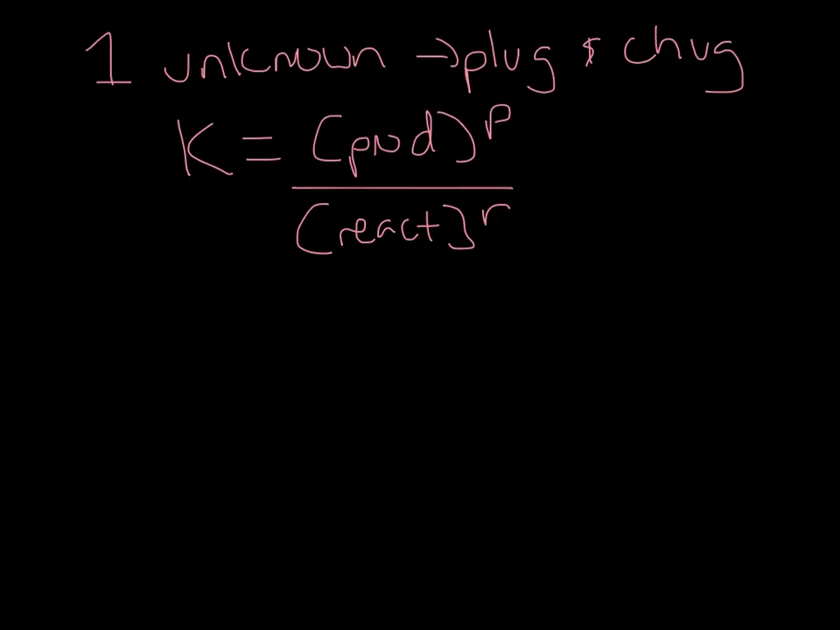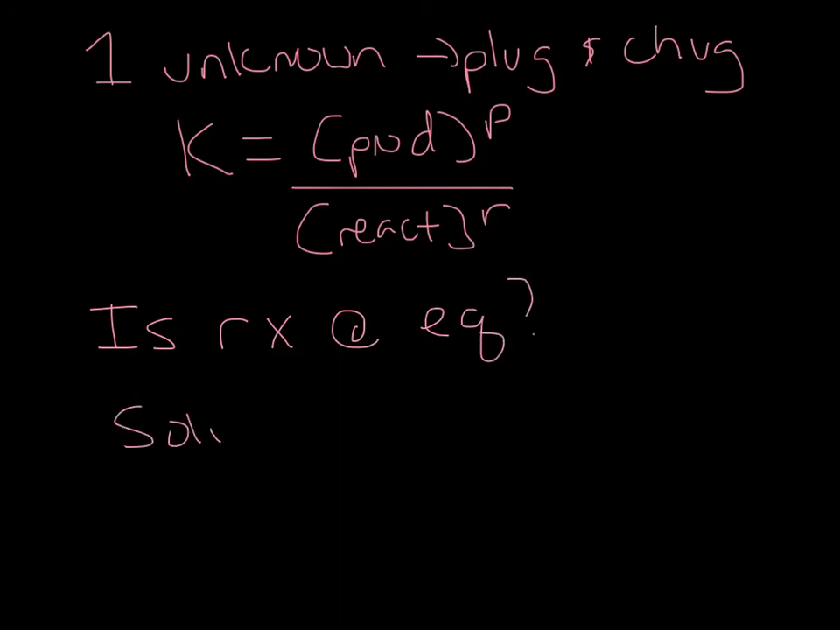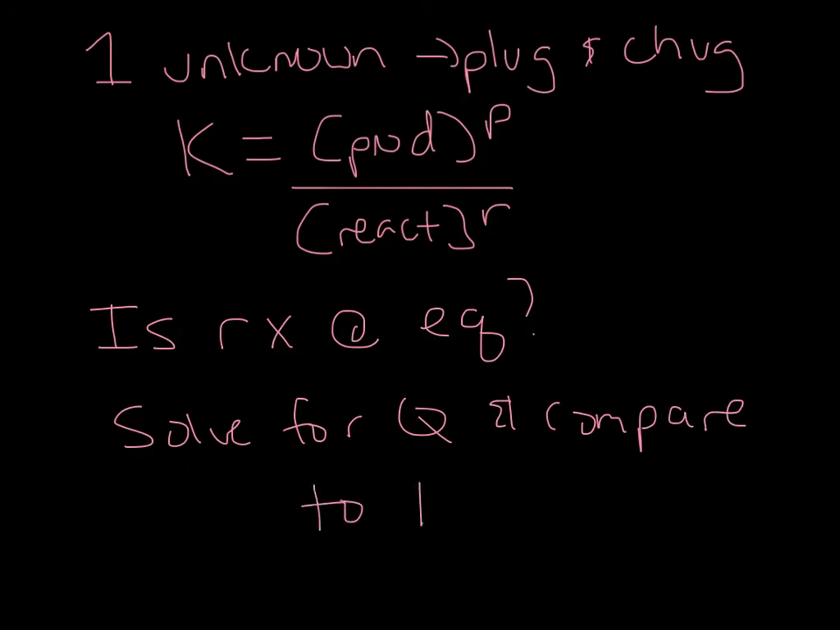If you are being asked, is the reaction at equilibrium, then you're going to be solving for Q, and you're going to compare that to a K. So is our reaction at equilibrium? We solve for Q, and then we compare that to our K value. We talked about that in our notes. Q can be less than K, greater than K, or equal to K. If it's equal to K, it's at equilibrium. If it's not, then the reaction is not at equilibrium.